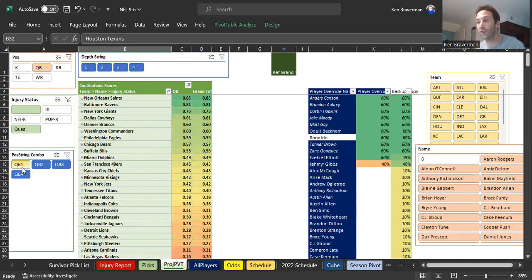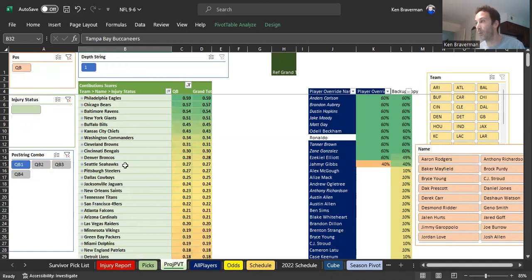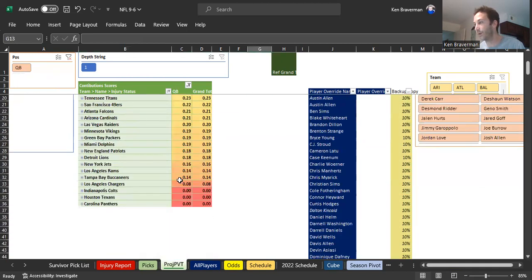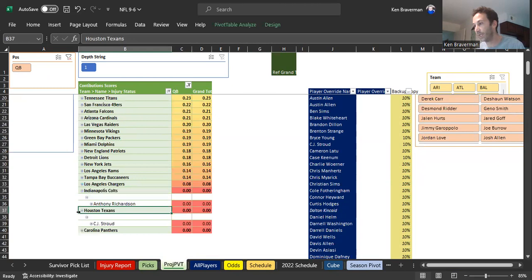QBs. Now, here's the cool thing about QBs. We're going to look at them in terms of their string number, meaning we don't want to have a big, huge, heavy ranking on QB4, QB3 very much, but we do want to have some kind of ranking on QB1. Are there any QB1s that are zeros? Yes, it's these guys. It's the rookies, Anthony Richardson, CJ Stroud, Bryce Young.